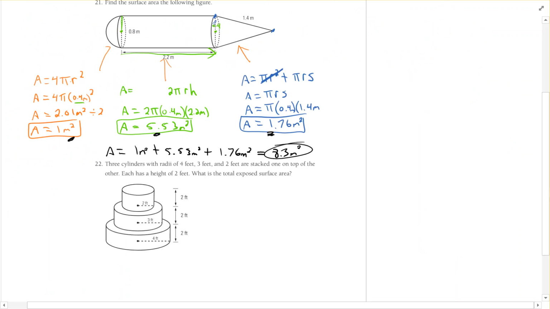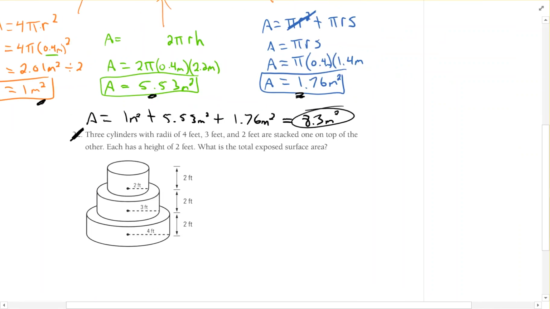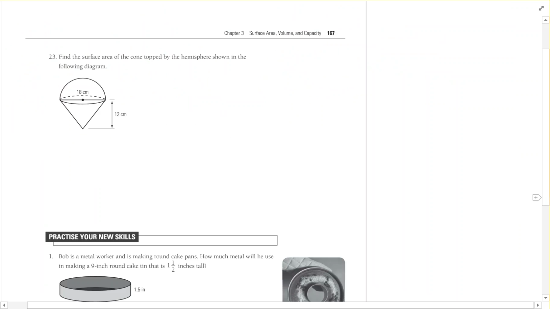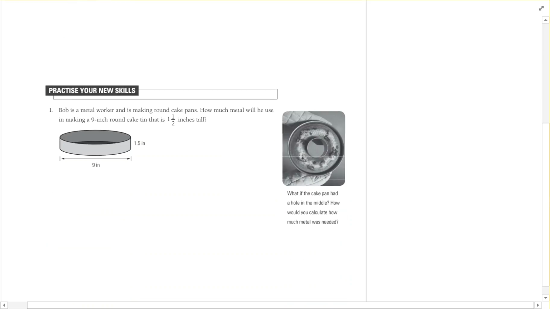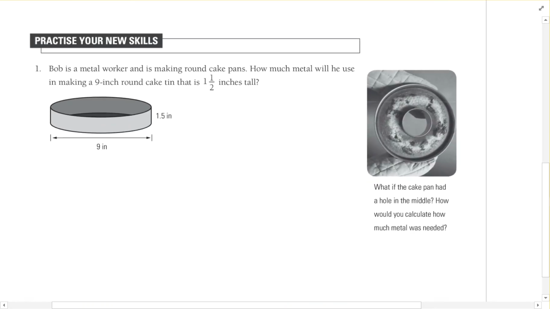Okay, so now I'm going to let you guys skip a few here. Let's skip number 22. Let's take out number 23. And I'll kind of set you up for these questions. So number one, now these are just practicing everything we've gone through and learned. It says, Bob is a metal worker and is making round cake pans. How much metal will he use in making a 9-inch round cake tin that is 1.5 inches tall?